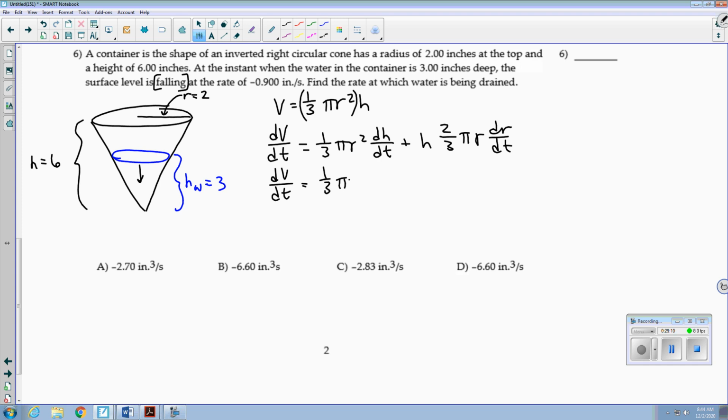But can we get it? We should be able to get it because we have this relationship that when r is 2, h is 6. So if I'm looking for r when the height of the water is 3, I can set up a proportion to find that. Although they don't explicitly give me the radius of the water when the height of the water is 3, I can find it using proportional relationships. When the radius is 2, the height is 6 of the larger cone, which means what will the radius be when the height is 3? It will be 1.